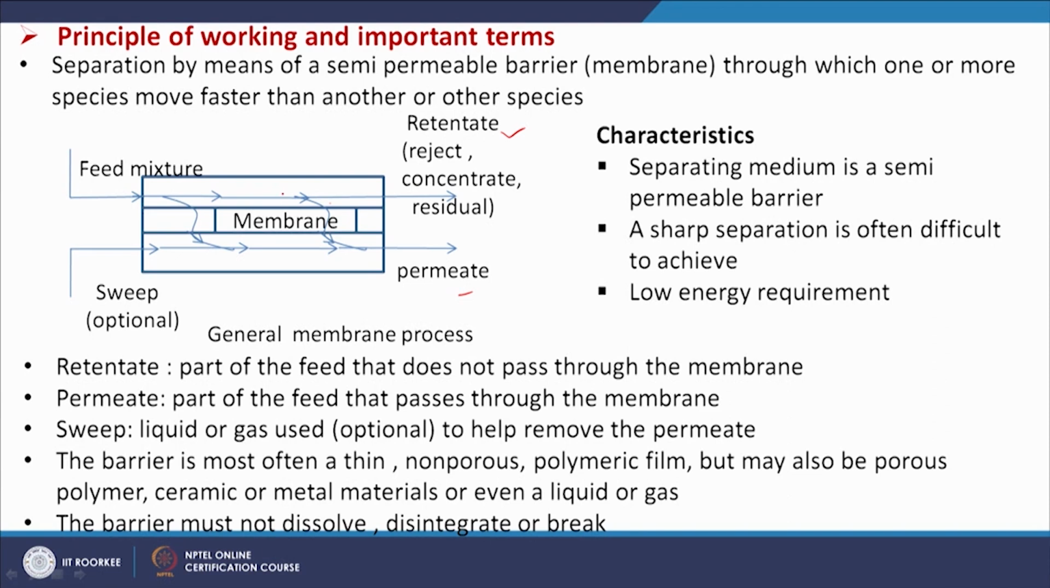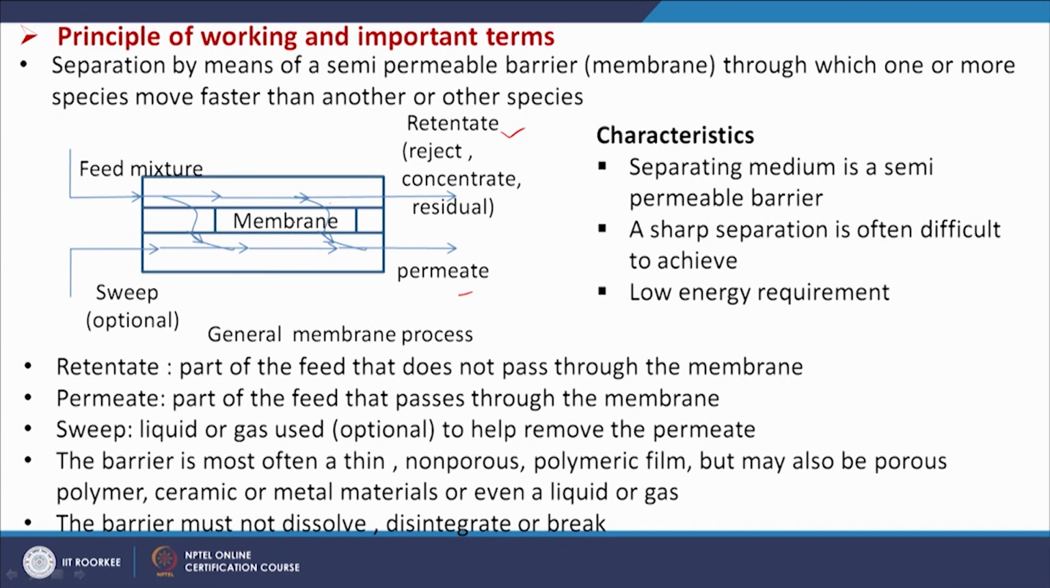How is the water passing through the pores? The molecules of water are smaller than the pollutants, so pollutants are being arrested and water is going through. The different terms are: retentate, the part of the feed that does not pass through the membrane; permeate, the part of the feed that passes through the membrane; sweep, liquid or gas used to help remove the permeate; and the barrier is most often a thin non-porous polymeric film, but may also be a porous polymer, ceramic or metal material, or even a liquid or gas, and the barrier must not dissolve, disintegrate or break.